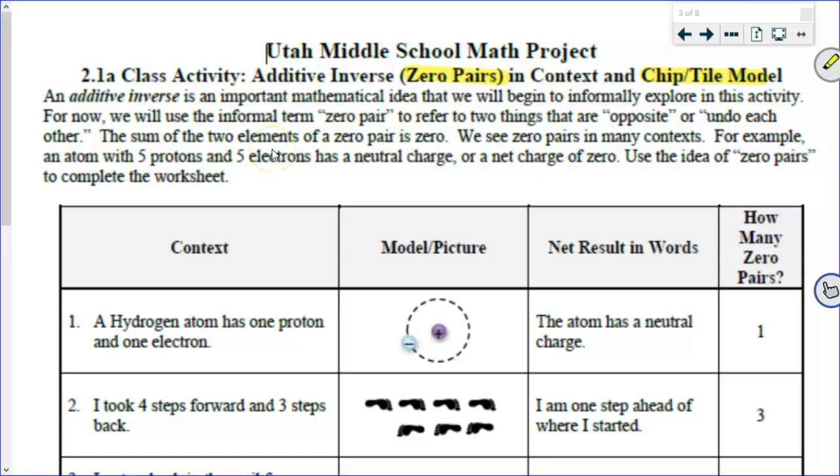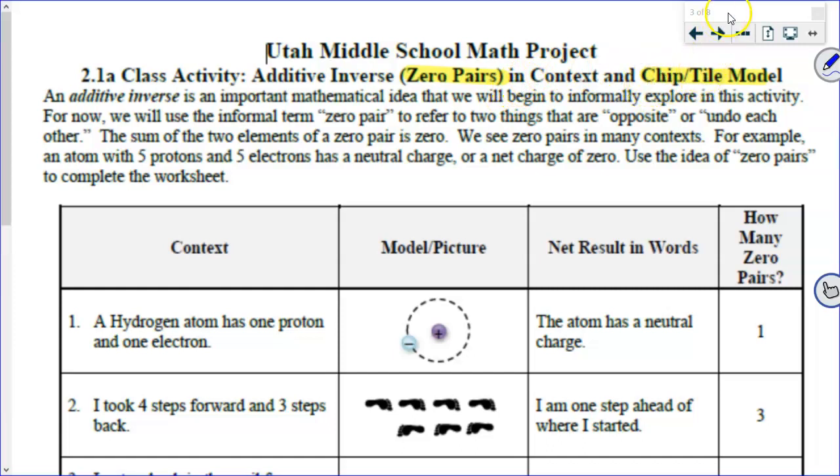Okay, this is lesson 2.1a from Utah Middle School Math Project. We're going to be bouncing back and forth between Utah Middle School Math Project and Open Up Resources. So I'm not calling this officially Unit 2 or Unit 4 or anything. It's just our integers and rational numbers unit. This lesson is specifically about the additive inverse, in parentheses, zero pairs.